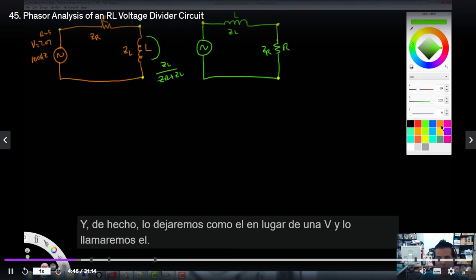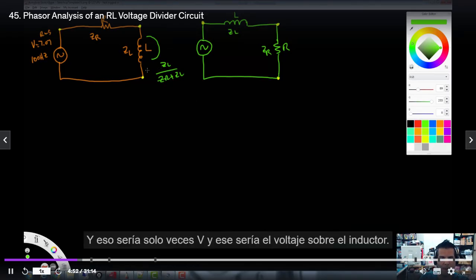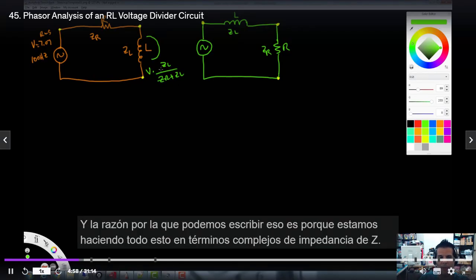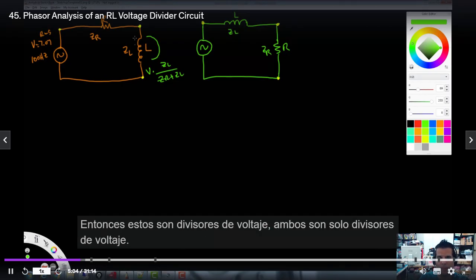We'll just call the input V, so that would be times V, and that's the voltage over the inductor. The reason we can write that is because we're doing this all in complex impedance terms of Z. So both are just voltage dividers, all right?